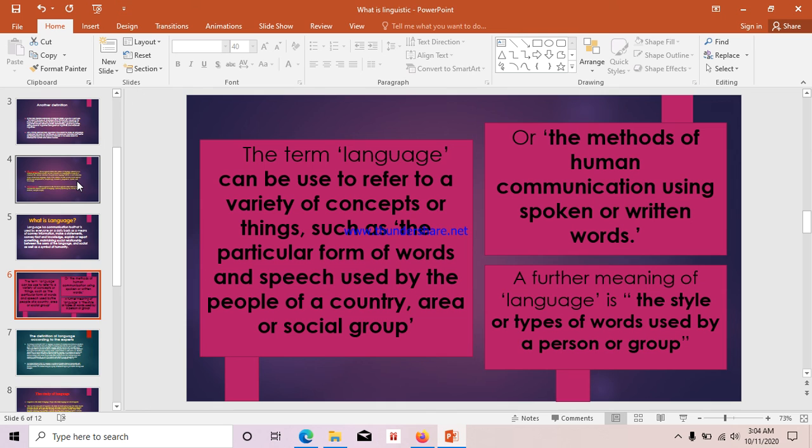A further meaning of language is the style or types of words used by a person or group.